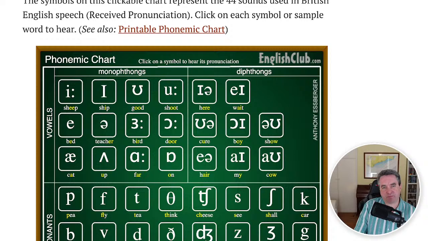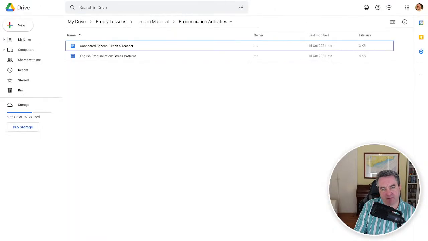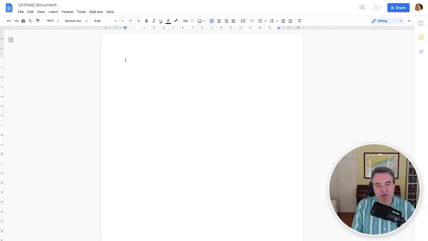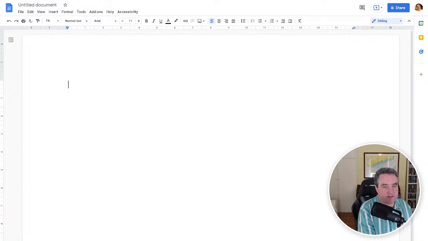And essentially, if I go back to here, if I just open up a new Google document, the 10 words that I ask the students to write down, and I always start at zero. So I say, okay, we're going to start at zero. And I say, have a listen, write down the word that you hear. And the first word would be bit. The second word would be beat. And then number two would be bit, beat, bet.